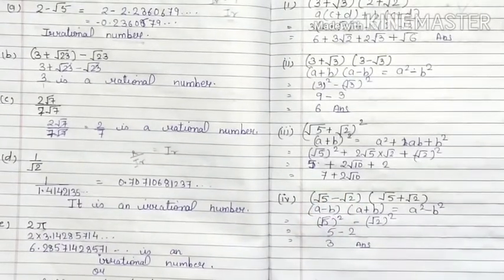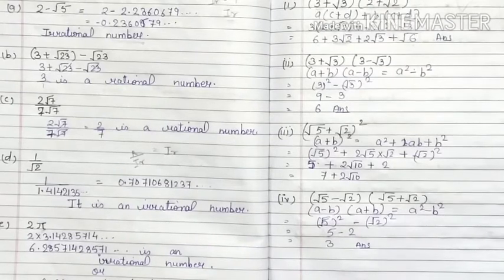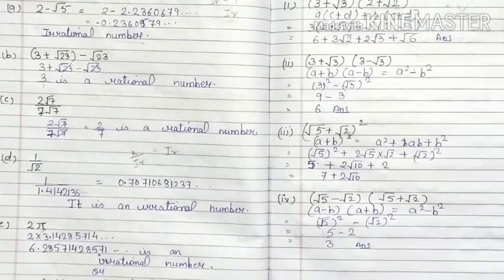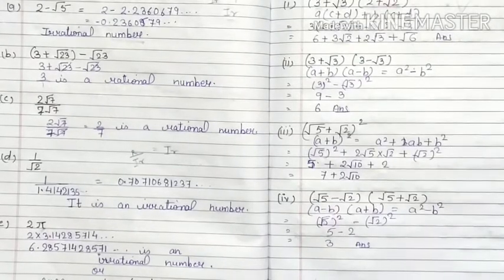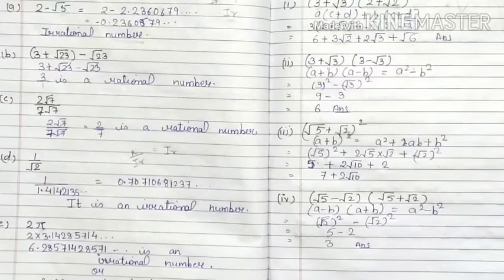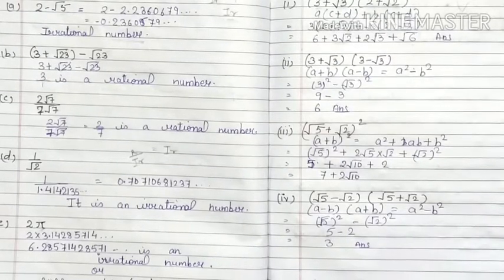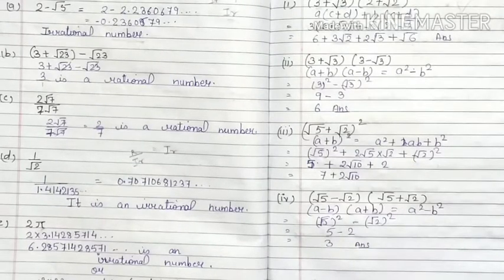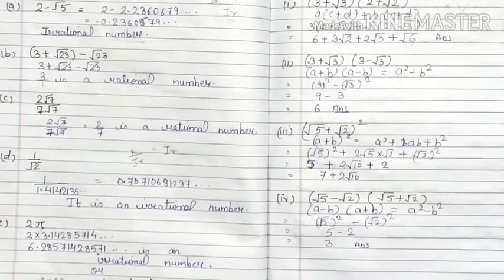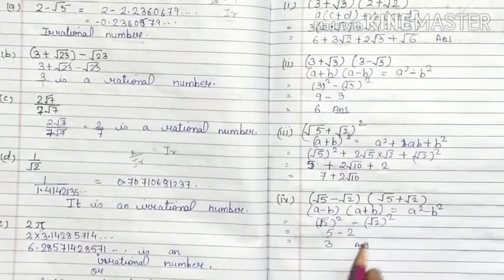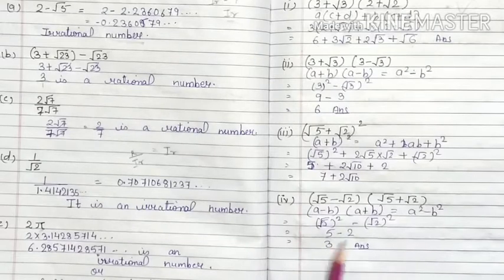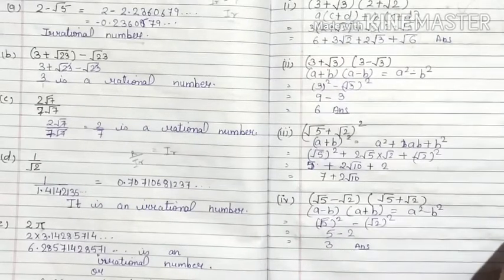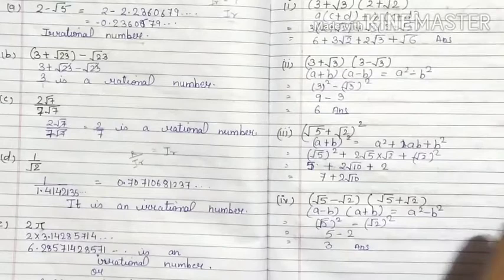4. The number is root 5 minus root 2 and root 5 plus root 2. So, there is an identity, a minus b and a plus b, so a square minus b square. Then a is root 5, square, and b is root 2, square. Root 5 square equals 5 and root 2 square is 2. Then 5 minus 2 is 3. The answer is 3.